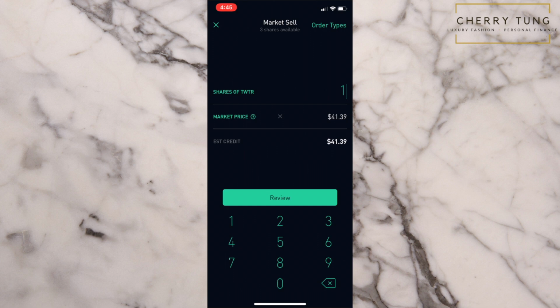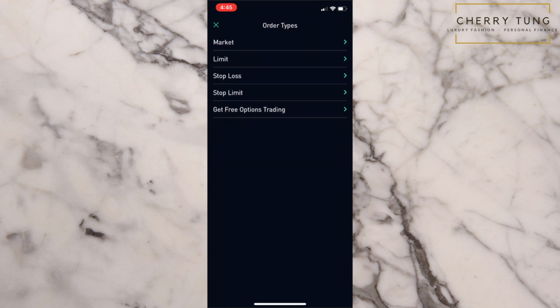And so what you do is you go to order type. And here you can see market, limit, stop loss, stop limit, and get free options trading. And so here we are going to focus on limit.